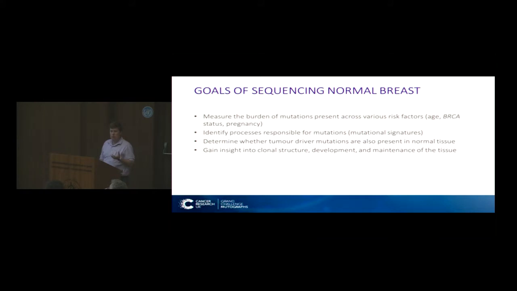There's about a 12% lifetime risk of developing breast cancer generally for women. If you're a BRCA1 or BRCA2 germline carrier, it's up to about 80%. And then there's an interesting relationship with pregnancy, though I'm not going to talk about that in this presentation. And then drivers, signatures, clonal structure, et cetera.